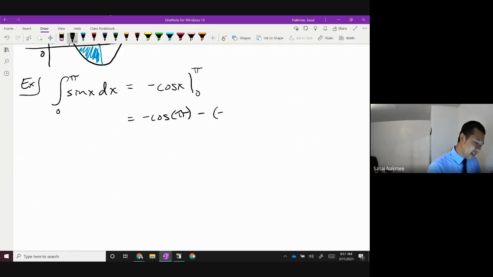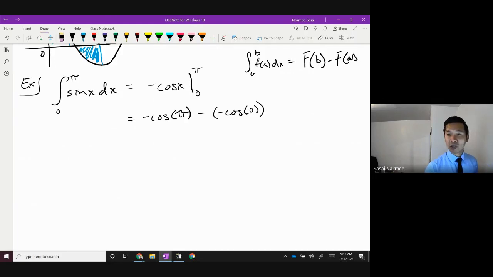Minus negative cosine of 0, right? Remember, when you do the integral and you're evaluating this, I should write this off on the side somewhere. If you do the integral from a to b of some function f of x dx, this is equal to f of b minus f of a. So this minus sign right here is not part of the negative cosine. That minus sign is telling me to subtract those two values.